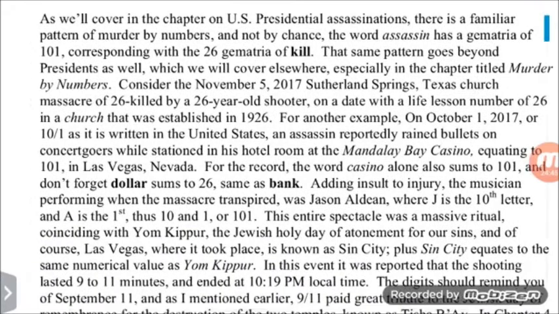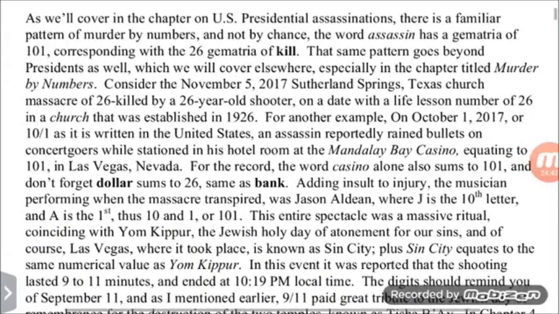As we'll cover in the chapter on U.S. presidential assassins, there is a familiar pattern of murder by numbers, and not by chance, the word assassin has a gematria of 101, corresponding with the 26 Gematria of kill. That same pattern goes beyond presidents as well, which we will cover elsewhere, especially in the chapters titled Murder by Numbers.